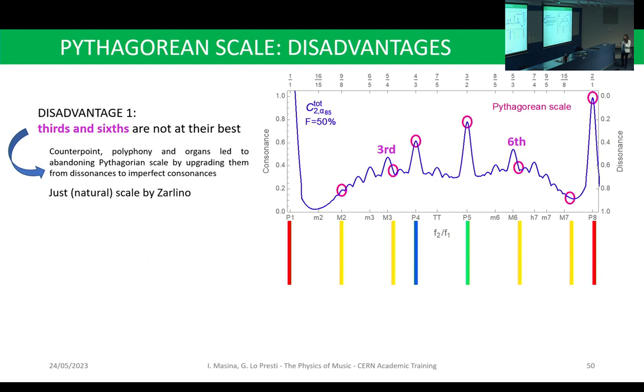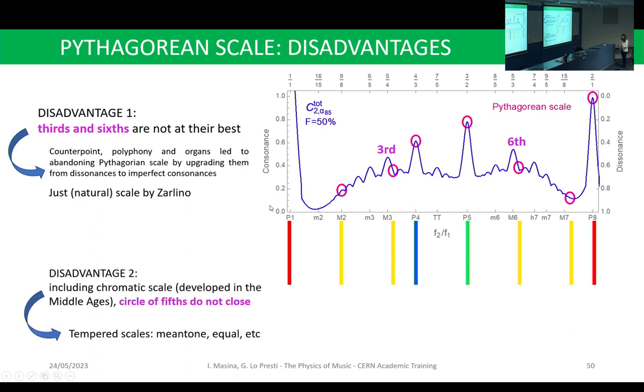But then, look also at the disadvantages, of course. As I said, third and sixth are not at their best. And at a certain stage, counterpoint, polyphony, and organs were developed, and these paths for composition were explored. This led to abandoning the Pythagorean scale by upgrading third and sixth to imperfect consonances. And we will see tomorrow with Giuseppe this natural scale by Zarlino as an example.